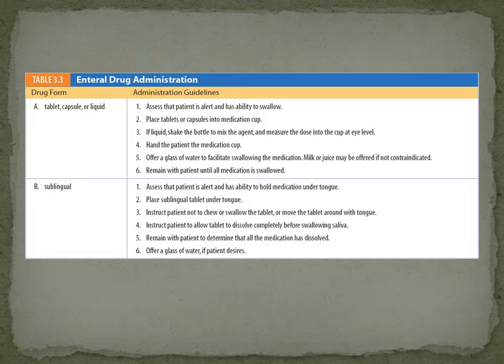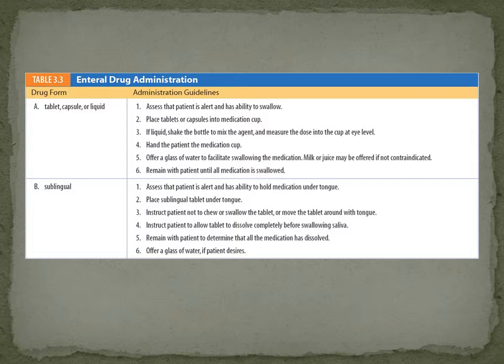Here's your enteral drug administration. We obviously can only give meds PO if we have somebody who is alert. Now with an NG tube, that can still be given if they are positioned such, but with an NG tube, they're going to be usually at least a semi-Fowler position to prevent aspiration. So you would always want them to be at that angle to do that.